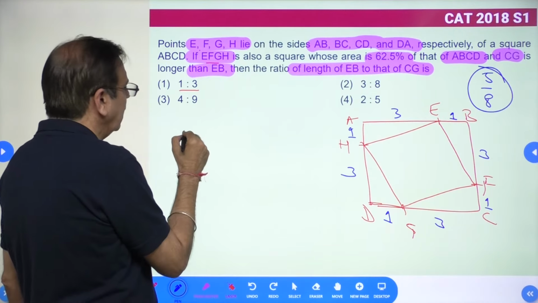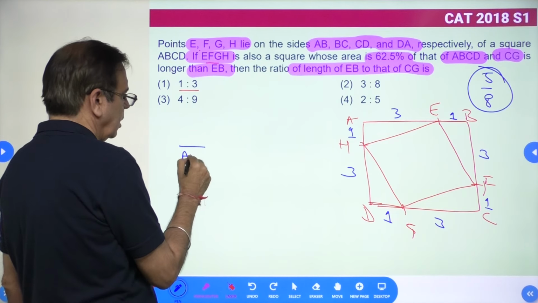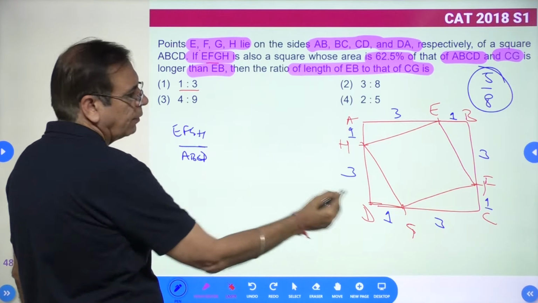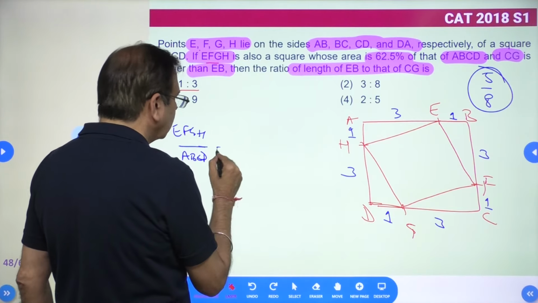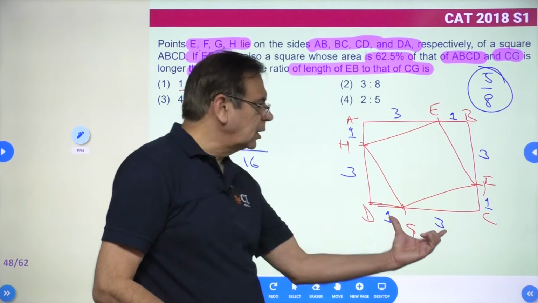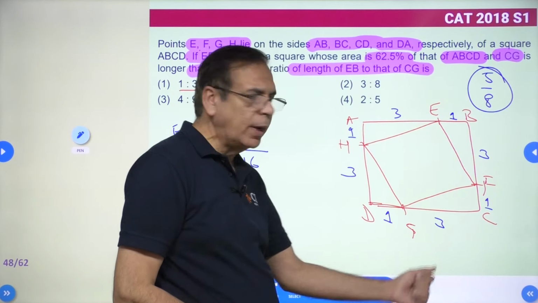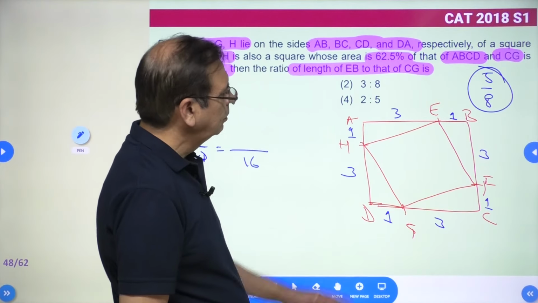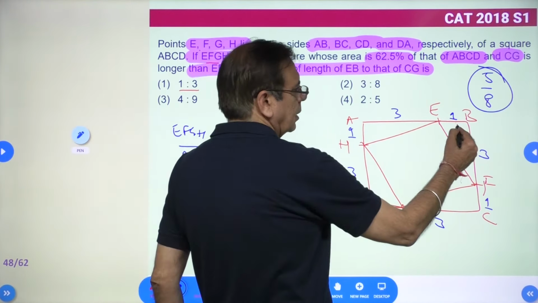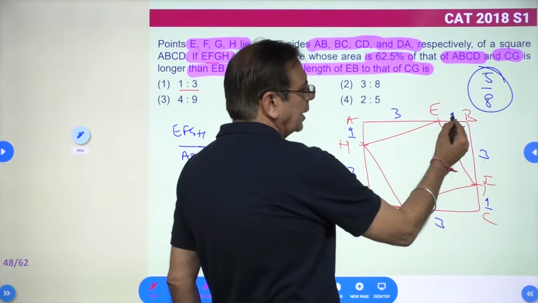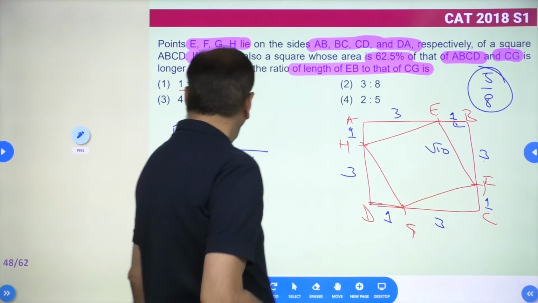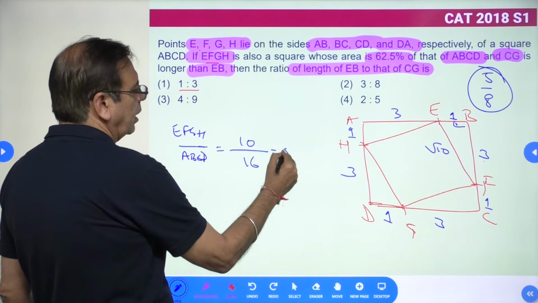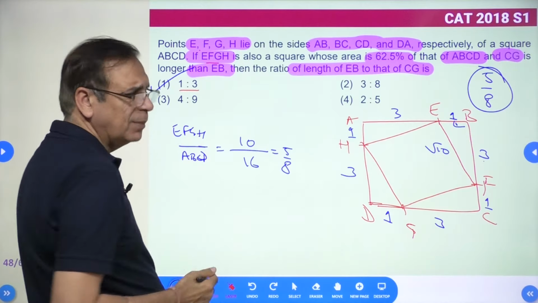So what is area of ABCD? Area of ABCD is nothing but side 3 plus 1, 4, so 16. Side has become 3 plus 1 of ABCD, 4 square. And what is EFGH? Now, this is a right angle triangle. 3 3s are 9 and 1, 10. This is under root 10. So what should be area of EFGH? Under root 10 square, so 10, and 10 by 16 is 5 by 8. Correct answer. Please move on.